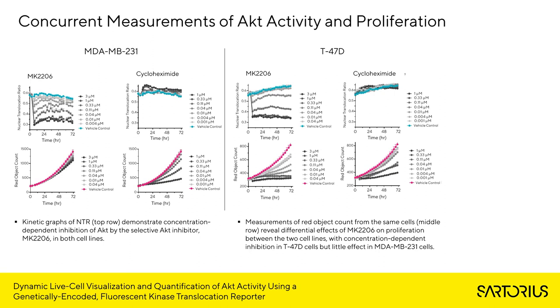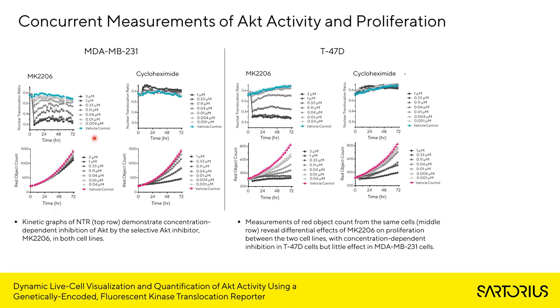Kinetic graphs of NTR, or nuclear translocation ratio, as you can see across the top here, demonstrate concentration-dependent inhibition of AKT by the selective AKT inhibitor MK2206 in both cell lines. Measurements of red object count from the same cell lines, as you can see below, reveal differential effects of MK2206 on proliferation between the two cell types.